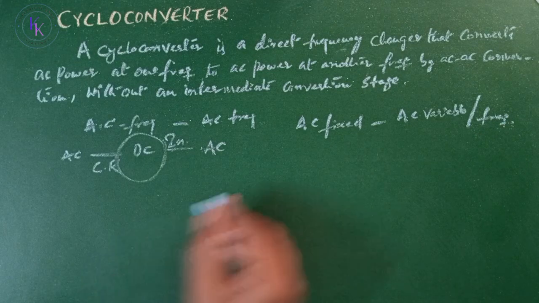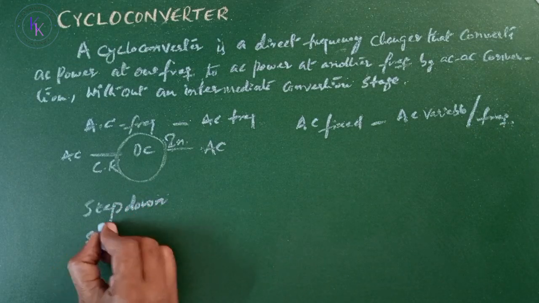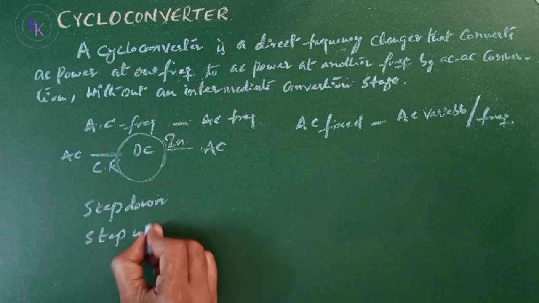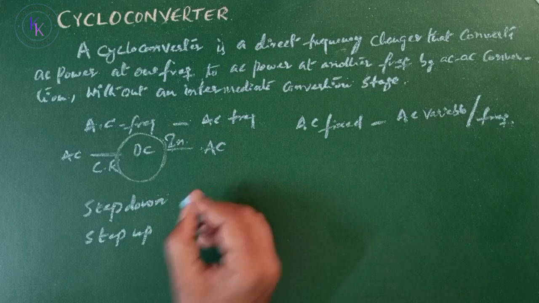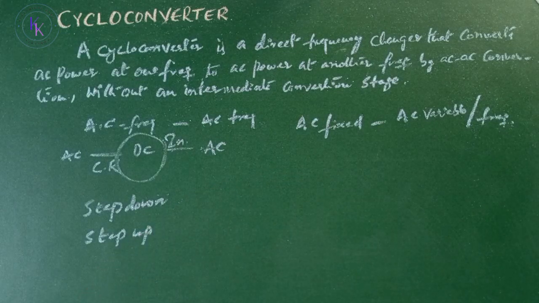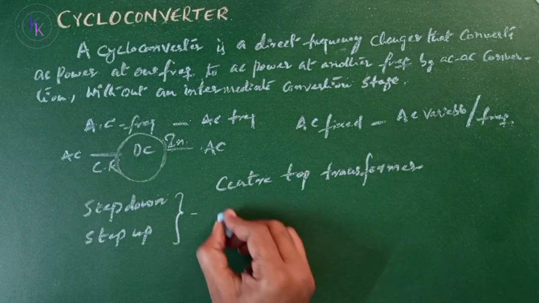This is again two types, that is step down cycloconverter and step up cycloconverter. In the step down, the frequency is stepped down with reference to input. In the step up, the frequency of the output is stepped up with respect to input. Again, these two cycloconverters have two configurations. There is the center tapped transformer configuration and the second one a bridge configuration.